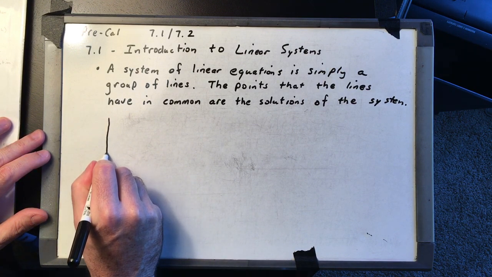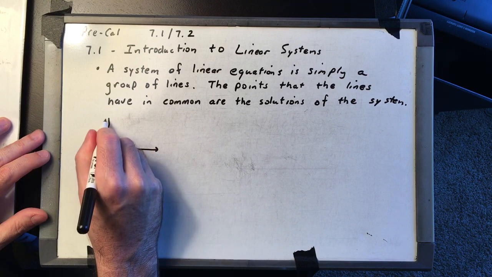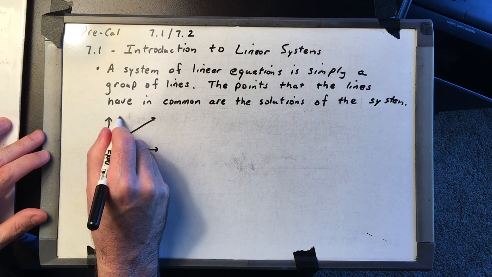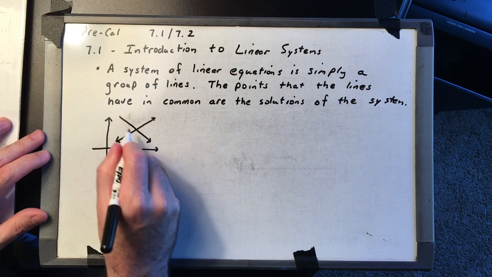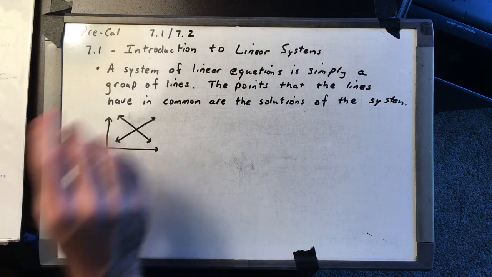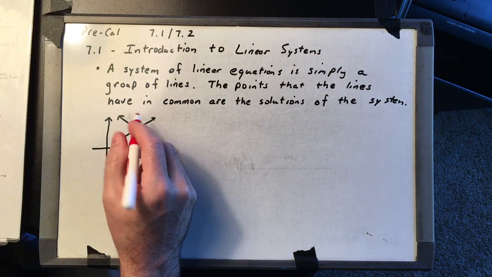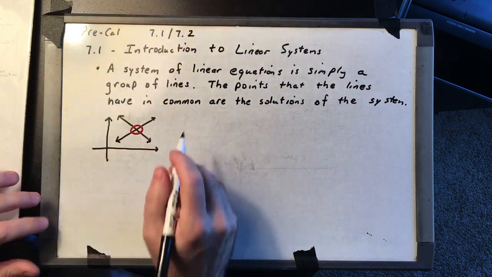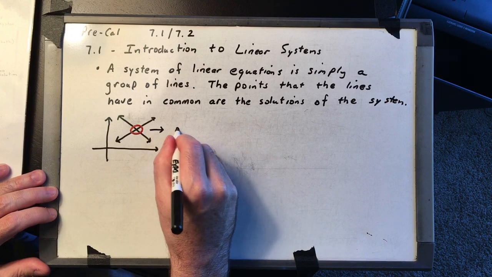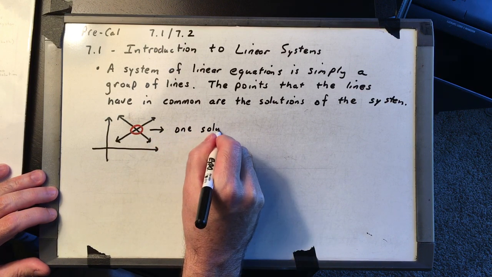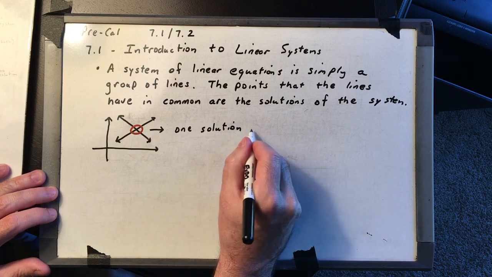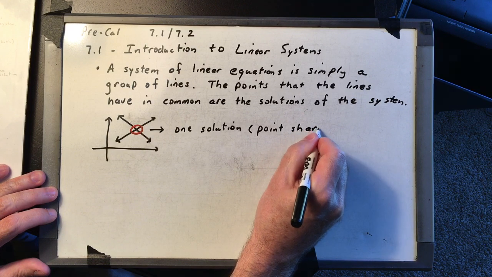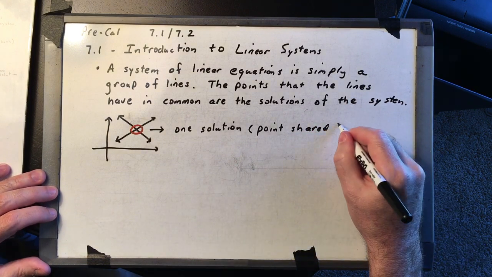Okay, so let's give some examples here. Let's say we have a line that goes like that, another line that goes like that. This system would have one solution right where those two lines cross, a single point. All right, so a point shared by both.